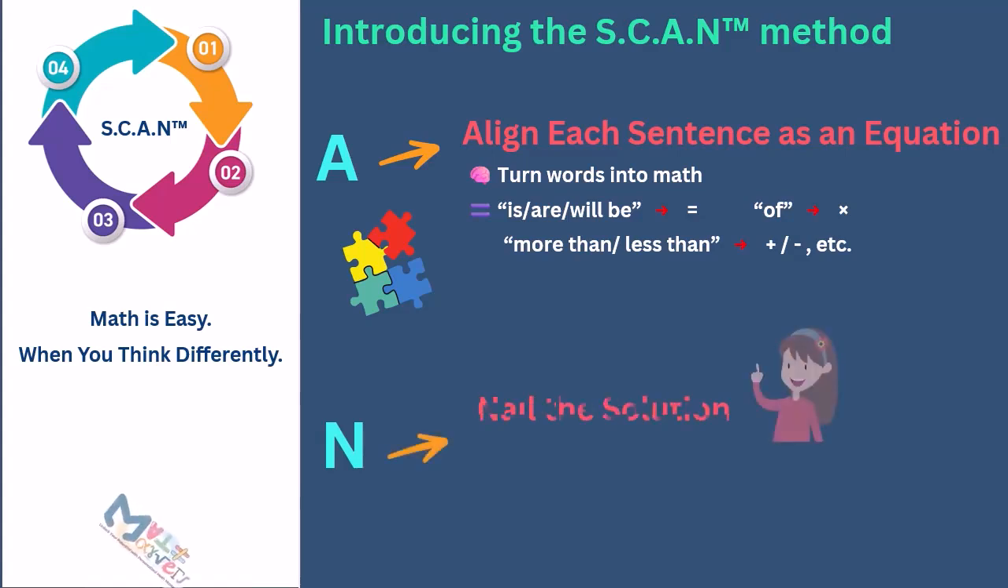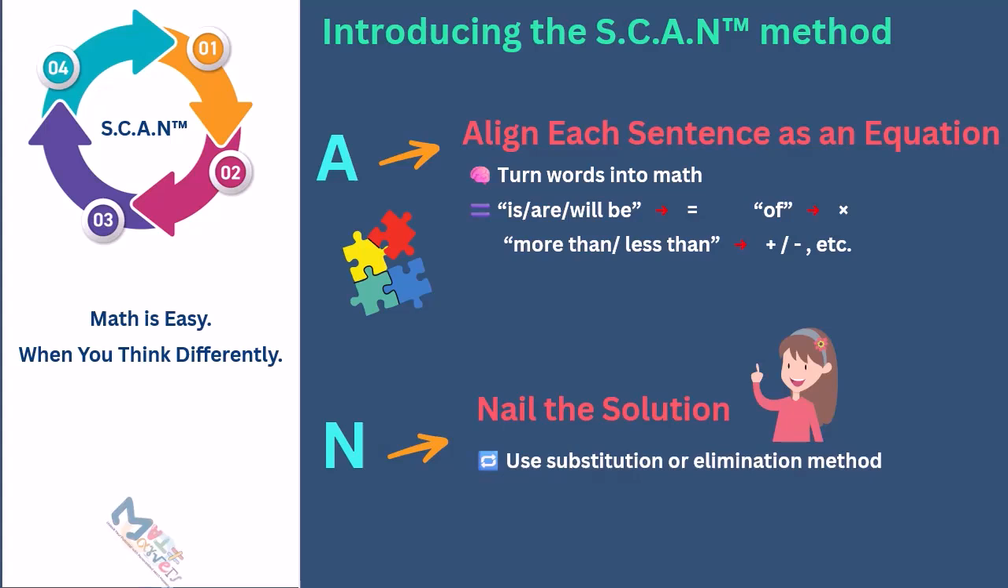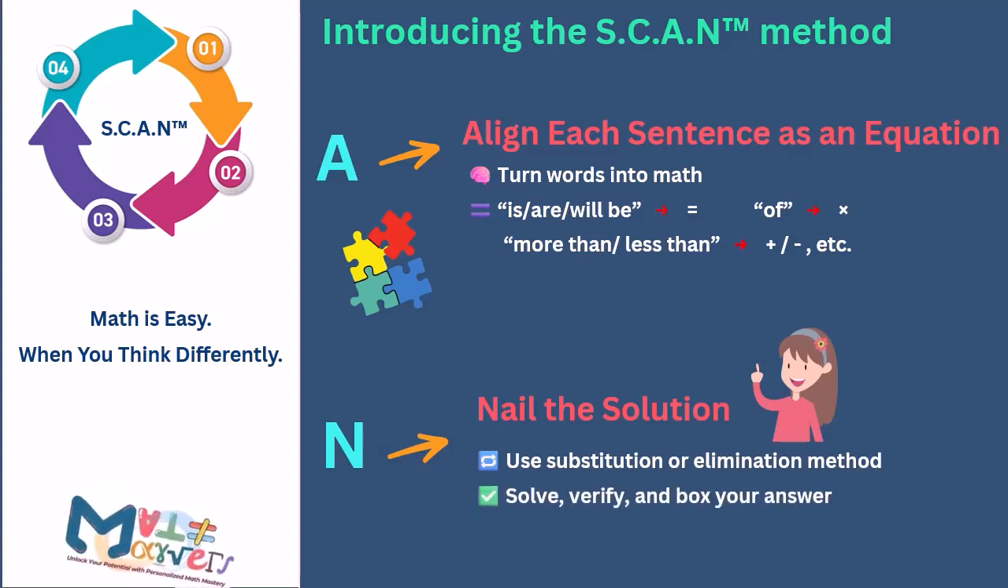N is for nail the solution. Now it's time to solve. Use the substitution or elimination method, whichever works best. Once you get the answer, verify it and box it confidently. And here's the mindset. We don't stop at just solving. We double check and we finish strong. So remember, align the story clearly, then nail the answer confidently. That's how you S.C.A.N like a marvel.